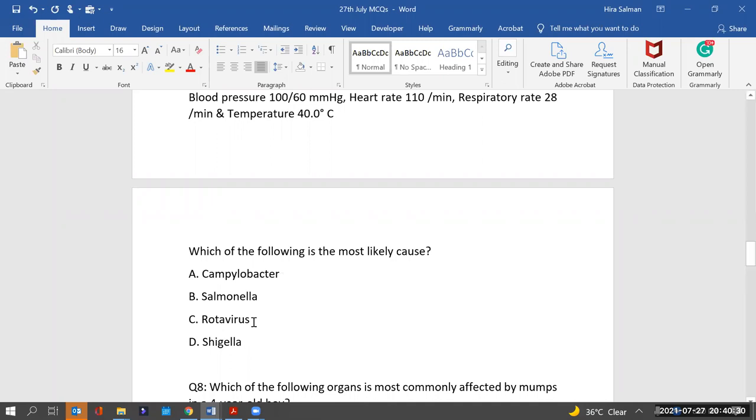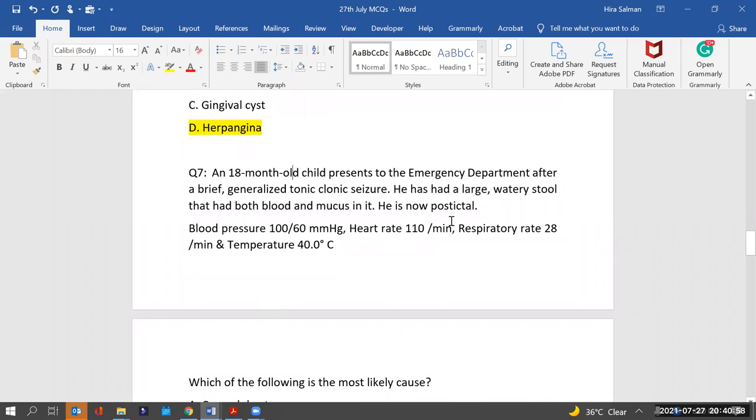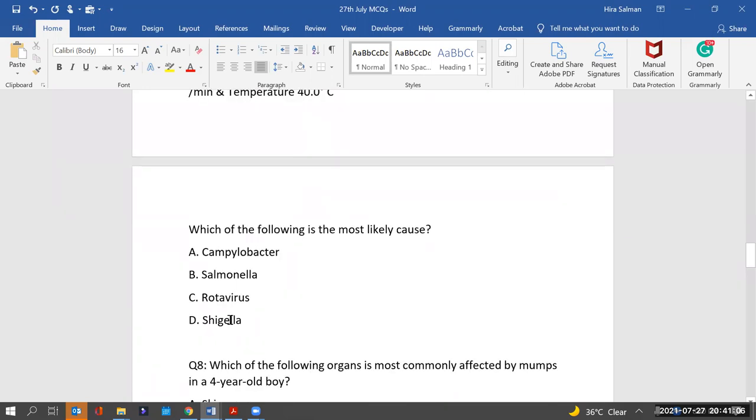Rotavirus, again, is a viral infection. Mostly in the neonatal age, you will find severe watery diarrhea. Whenever it says severe watery diarrhea in neonates and infants, always think about rotavirus. Neonate means up to 1 month old, and infant means up to 1 year old. Whenever it says severe bloody diarrhea, always think about Shigella infection. So here, based on the presentation, the baby is having fits after the bloody diarrheal attack, we will always think about Shigella.